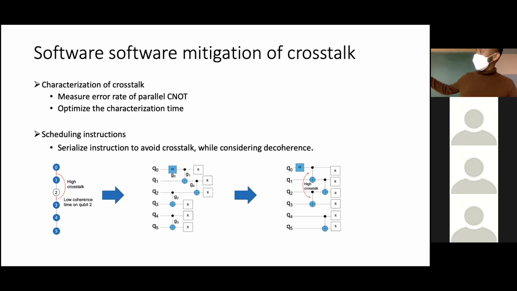I think they've implemented this module, but I don't know if it's integrated in IBM Q's transpiler. Maybe the transpiler could also use this kind of scheduling when you're running quantum programs. Okay, thank you.